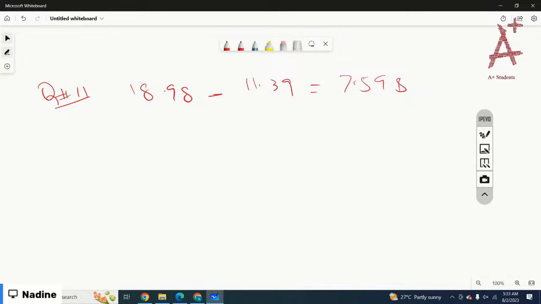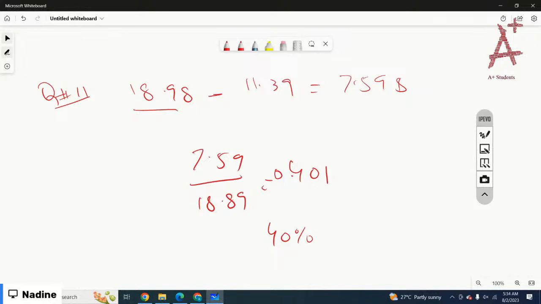You have to calculate the percent decrease. So it would be 7.59 divided by the original cost. 7.59 divided by 18.98. That means it is 0.401. You have to multiply it by 100. That means the price is decreased by 40%.